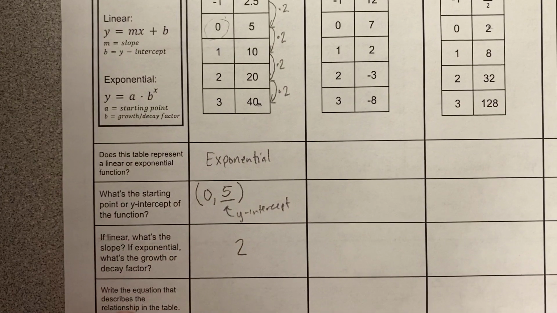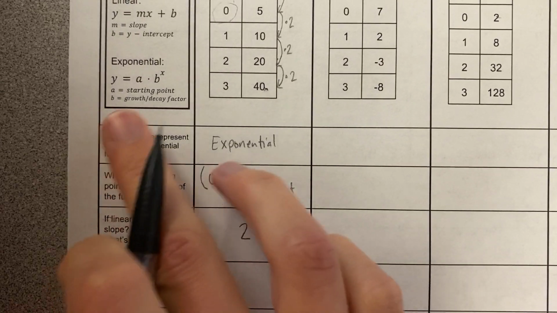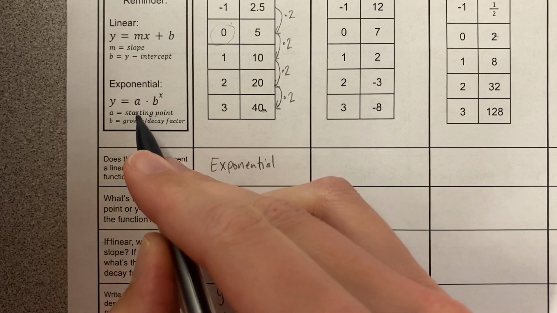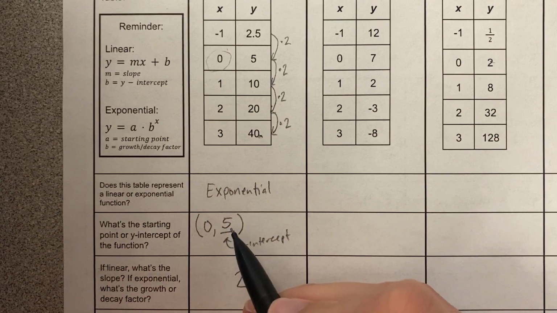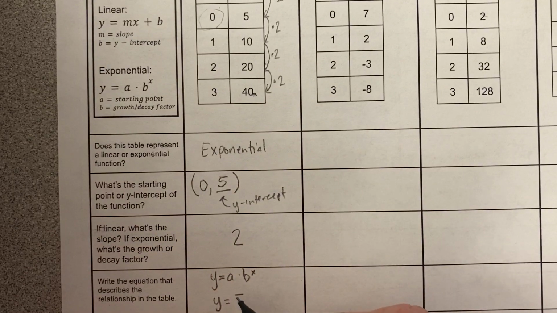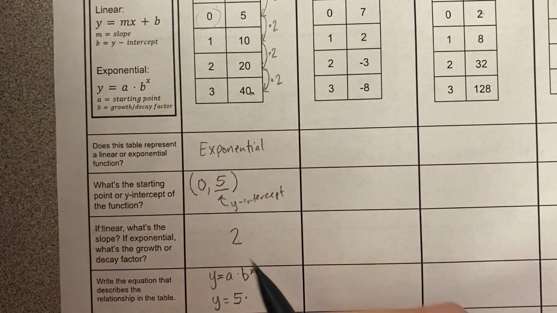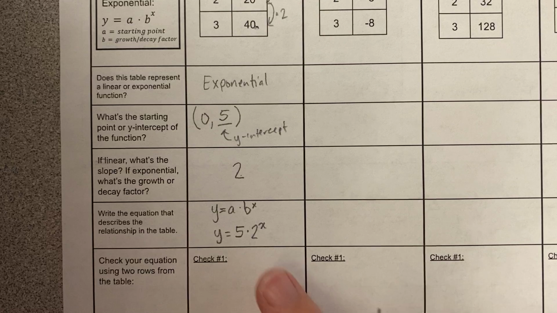Okay, write the equation that describes the relationship. Okay, so when I'm writing an equation for an exponential function, it looks like this. It looks like y equals a times b to the x. Now, the a is the starting point, so that's this, the 5. Okay, and the b is the growth factor, which is 2, and to the power of x. Okay, so that's my equation.